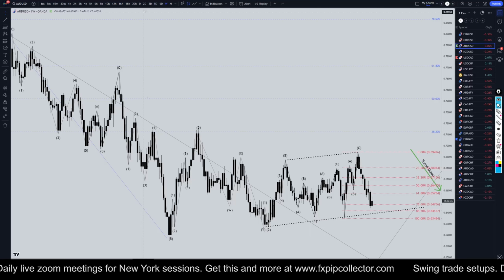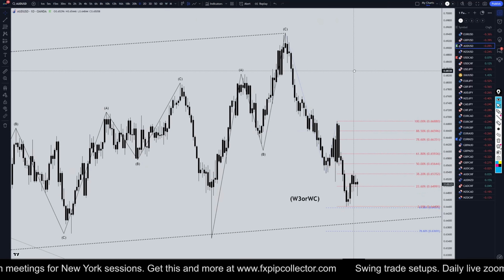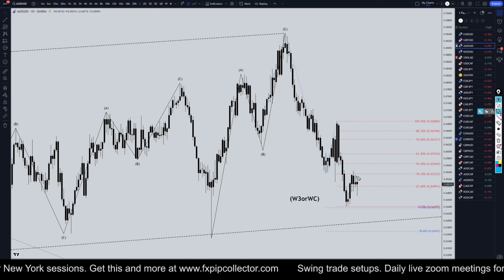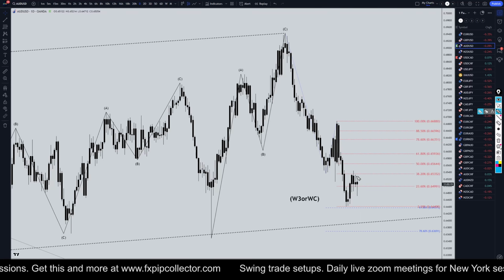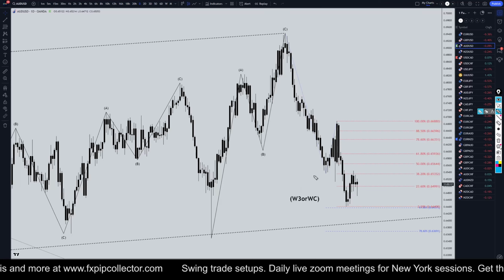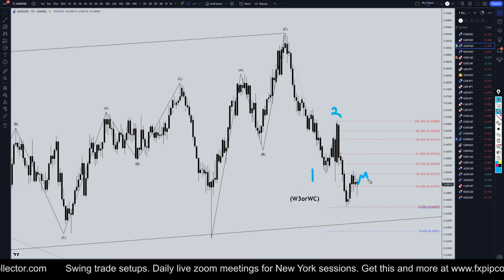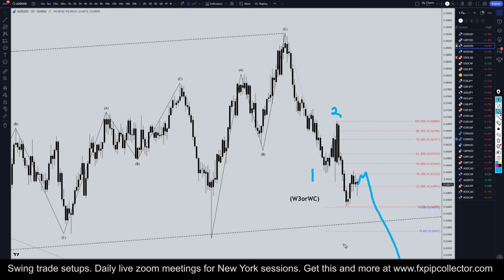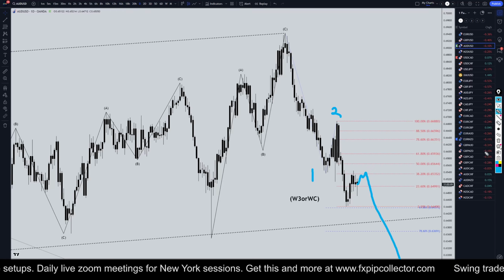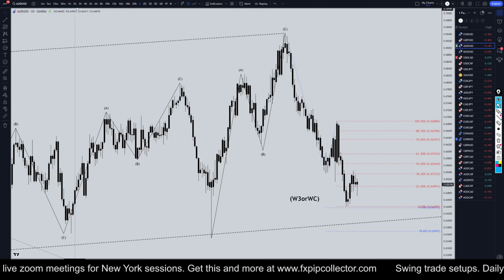So taking it down to the daily time frame. On the daily time frame, the Aussie definitely has made an impulsive move up, but we really can't confirm that there's a significant turn up. If this really is a 1, this is a 2, and this is a 3, then this thing has actually got a lot of downside potential. So definitely be aware that the trend is definitely down on the daily time frame.